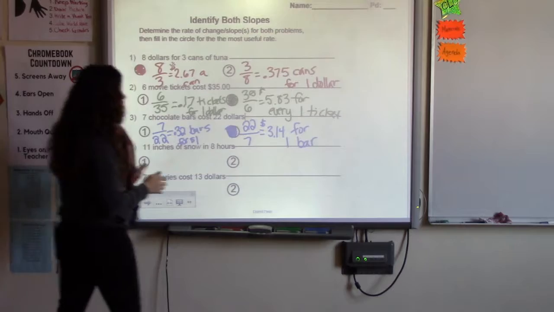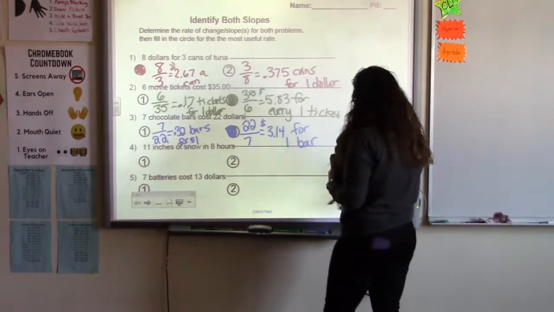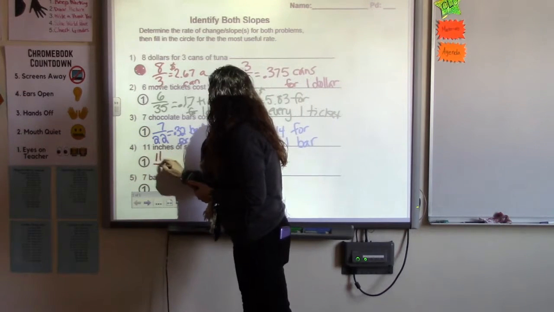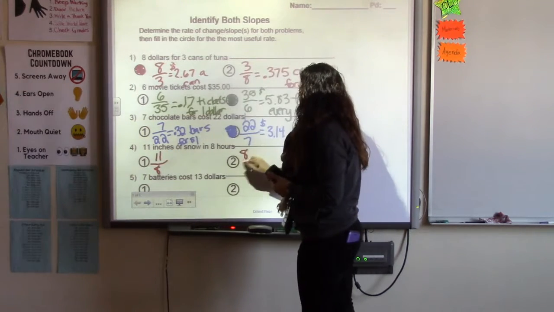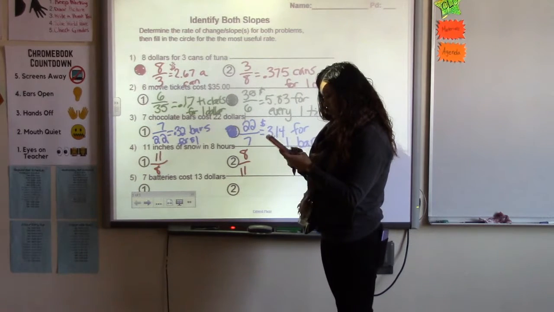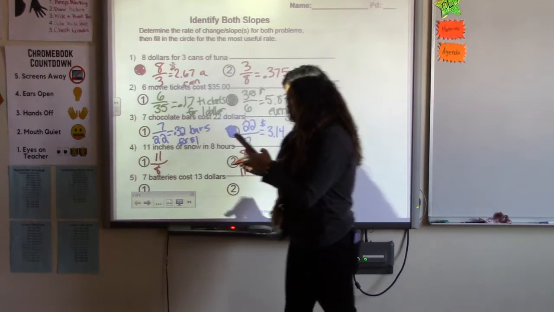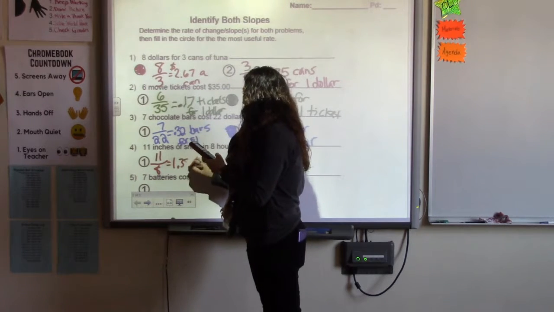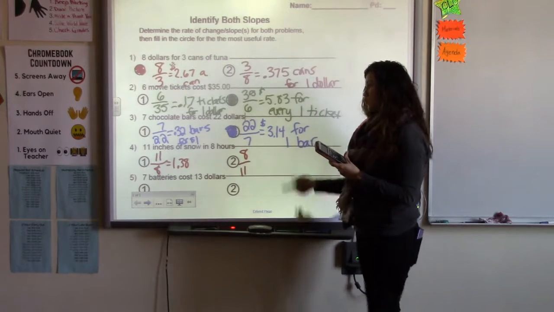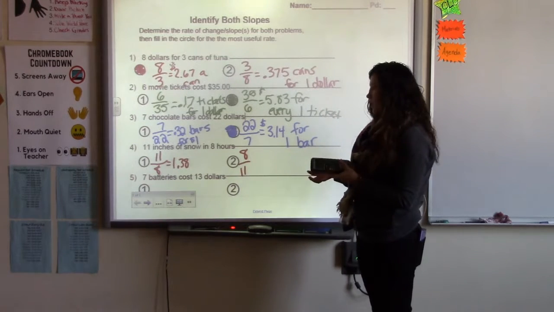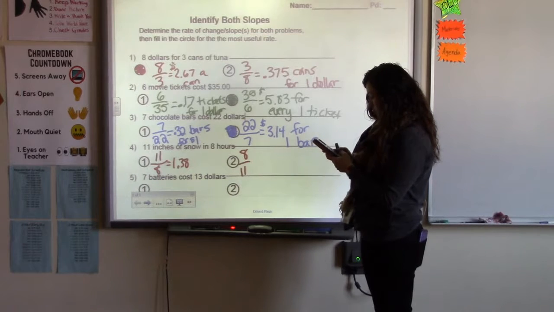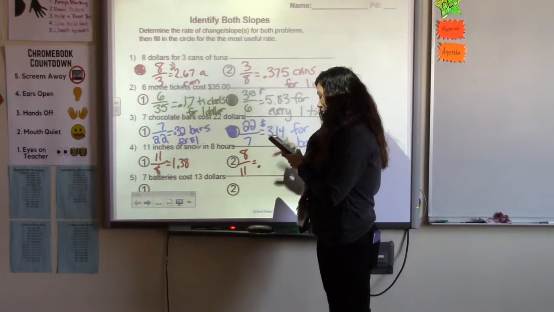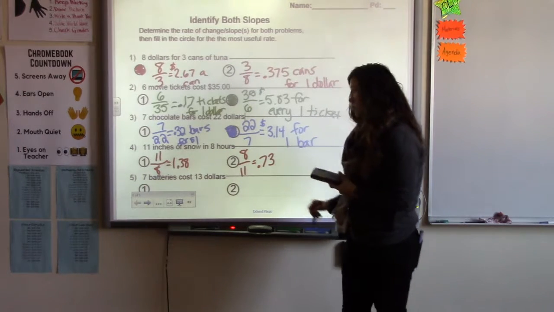Okay, so problem 4. We have 11 over 8 and 8 over 11. 11 over 8 is 1 point, it says 375, so I'm going to put 1.38. I'm rounding to the nearest hundredths because dollars is a common unit when you're doing stuff like this, and we need to know to the hundredths place for that. And then 8 divided by 11 is 0.727, so I'm going to write 0.73.